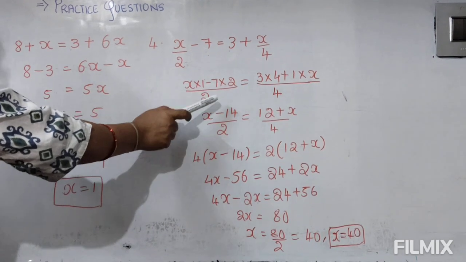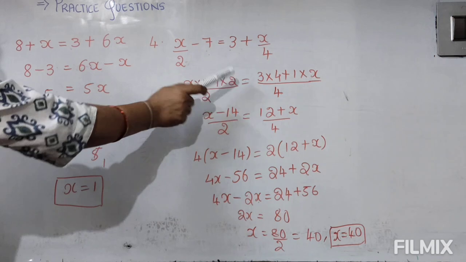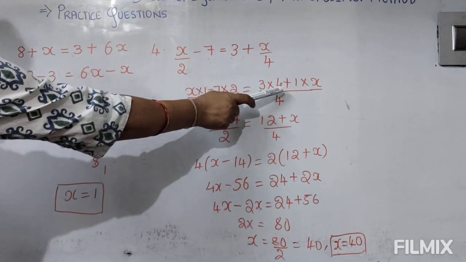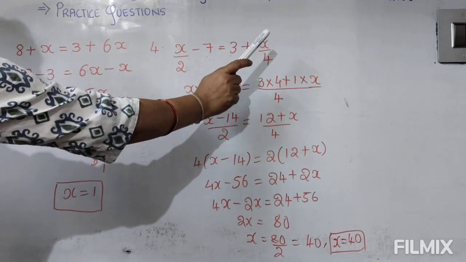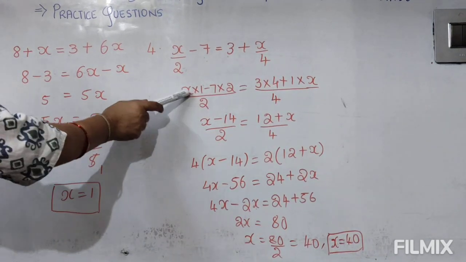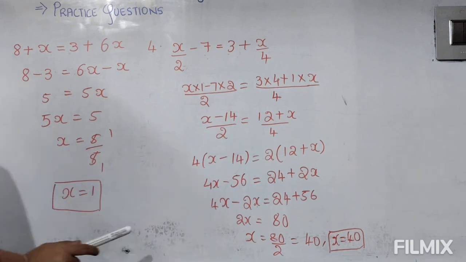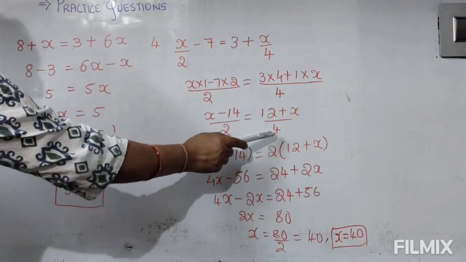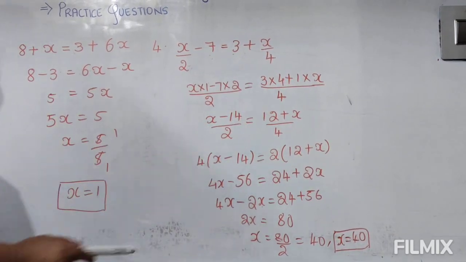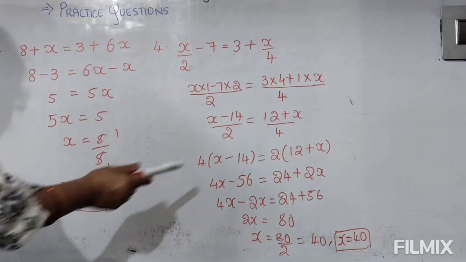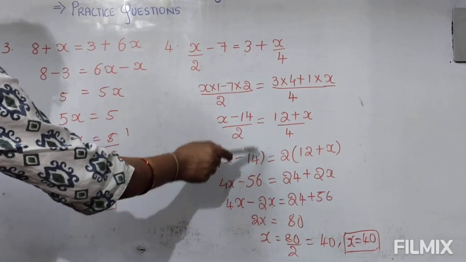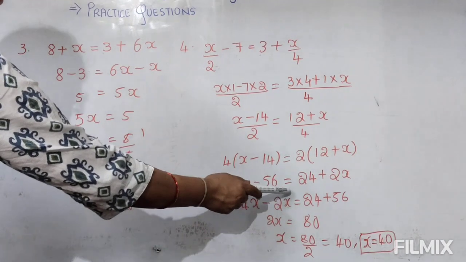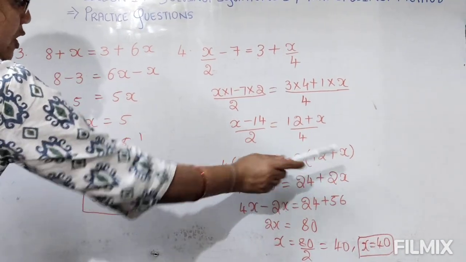So if you find out the LCM and do the sum, x into 1, 2 ones are 2 minus. So 1 2s are 2, 2 into 7, 14 is equal to, once again 4 is the LCM here, 1 4s are 4, 4 into 3 plus 4 1s are 1 into x. x 1s are x minus 7 2s are 14 by 2 equals to 3 4s are 12 plus 1 x are x by 4. Just cross multiply it to bring it to the standard form. 4 into x minus 14 is equal to 2 into 12 plus x. 4x minus 56 is equal to 2 12s are 24 plus 2x.